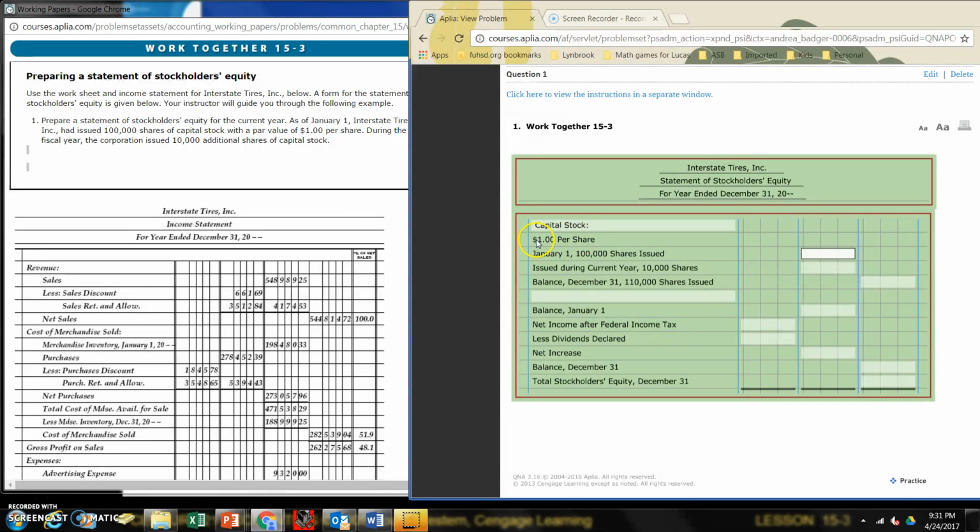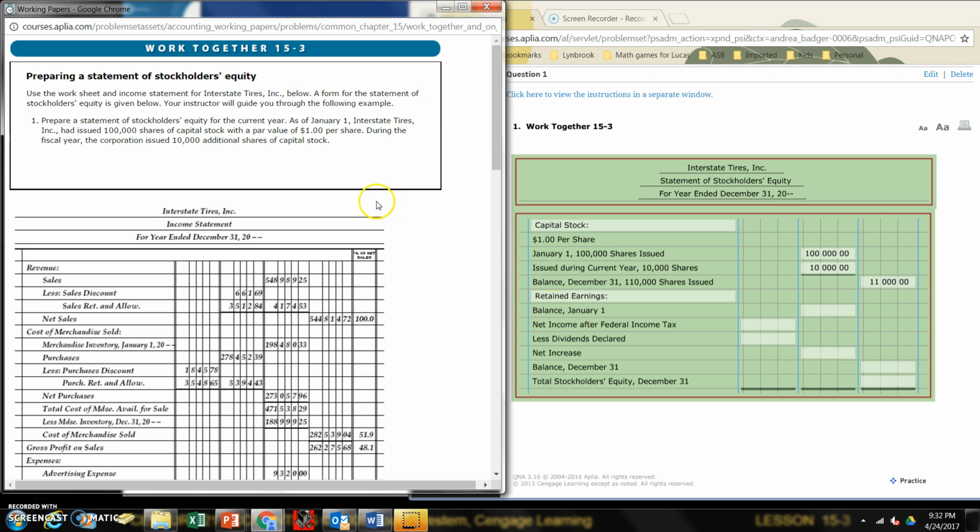And we have to figure out our stock is a $1 par value, and we had 100,000 shares issued. So that means that our par value of our beginning here would be 100,000. And issued during the current year was 10,000 times $1 is another 10,000 for a grand total of $110,000.